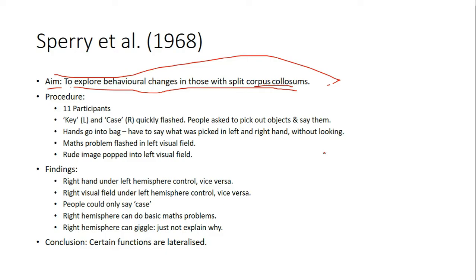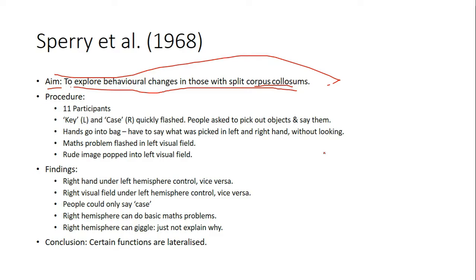Then you have to pick out objects, and you have to say what they are. Now consider that this requires some clever thinking actually to predict what will happen, but basically if you consider that the left hemisphere is the one which controls language, and which hemisphere controls right side vision, that's the left hemisphere again, which one is going to be said, key or case?